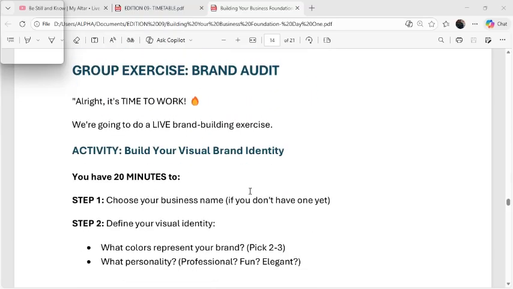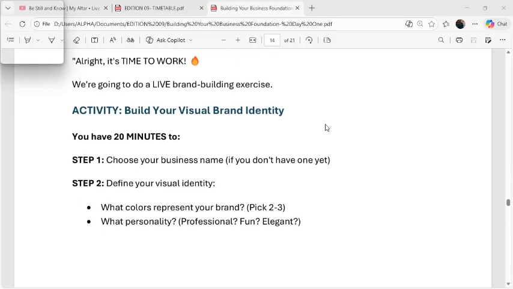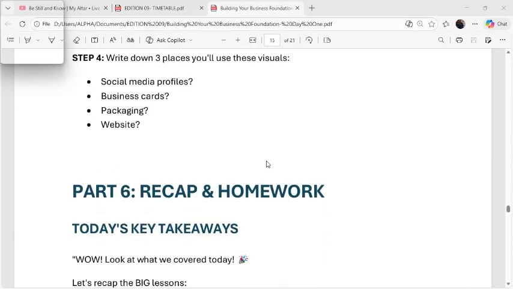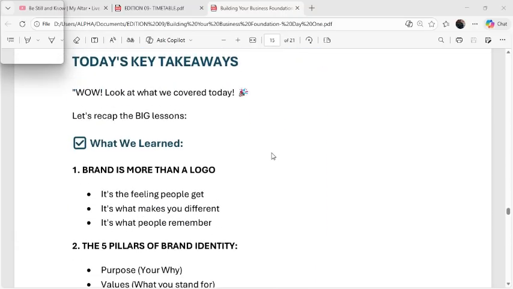I need you to do this exercise on your own. On your own. So we are going to build your visual brand identity. You are going to do all that on your own, okay? I don't need to put in it.